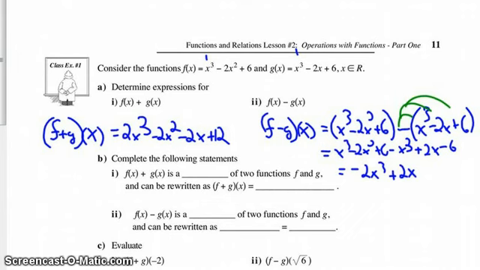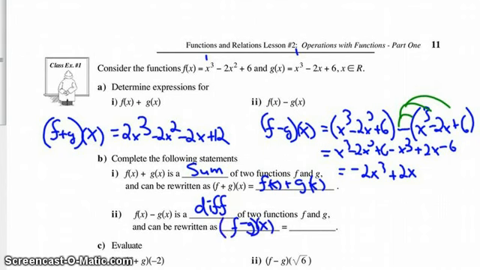So it says complete the following statement. Ponder that. You can pause, and you don't have to just copy this. You can do this at your own pace. f of x plus g of x is a sum of two functions, f and g, and can be rewritten as f plus g of x is equal to f of x plus g of x. f of x minus g of x is a difference of two functions and can be rewritten as f minus g of x.